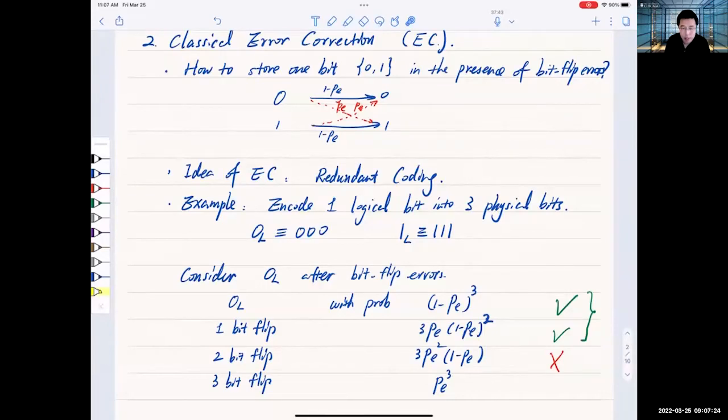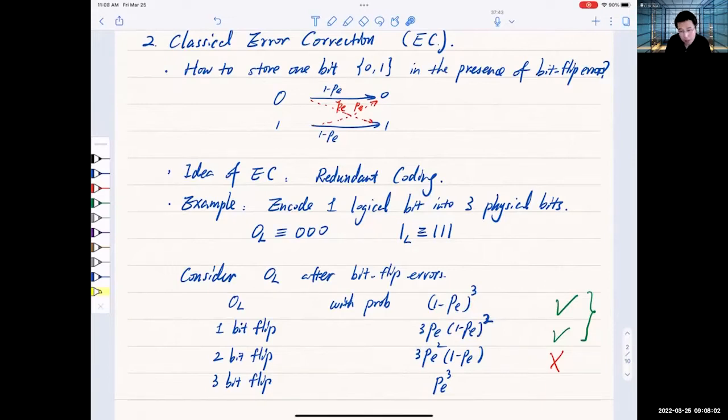And for the case with 1 bit flip, there are 3 possible situations where the bit flip could occur. For each case, there's a probability PE for the bit flip and (1 minus PE) squared for the other 2 bits which do not have a bit flip. So this is the probability for the 1 bit flip error. And similarly, you can compute the probability for 2 bit flip errors and 3 bit flip errors. If you add all these probabilities up, it should be equal to 1.